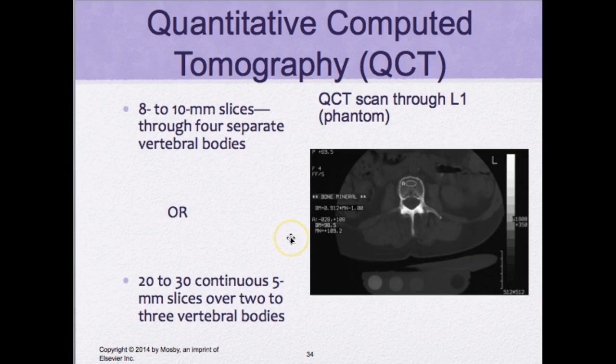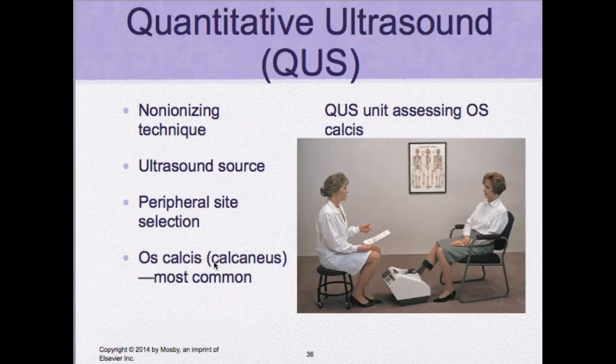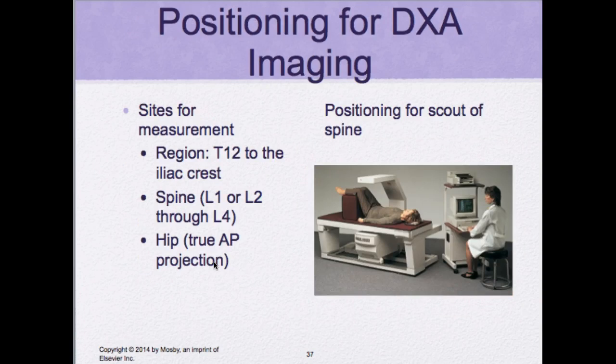All right. CT, this is what it looks like. So we take one single slice and then we stick a region ROI, a region of interest, right there in the spine, and it calculates the density of the bone. And it gives you a graph based off of that. So there you go. Ultrasound, so it's non-ionizing, which is nice, and they do the calcaneus, which is the most common.